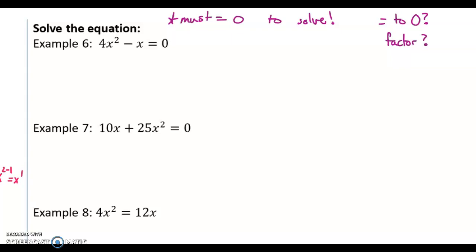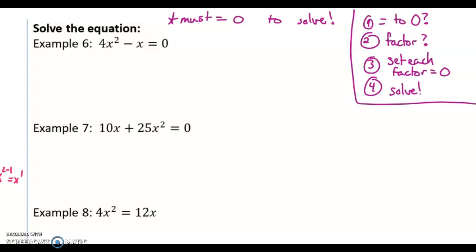So factor, set each factor equal to 0, and solve. So these are kind of our steps right here that I'm going to continue to follow. So it's already equal to 0. So when we factor out the greatest common factor, our greatest common factor here is just 1x or just x.